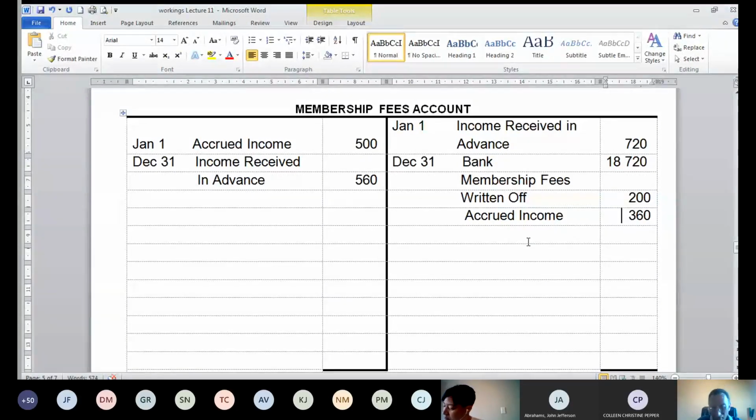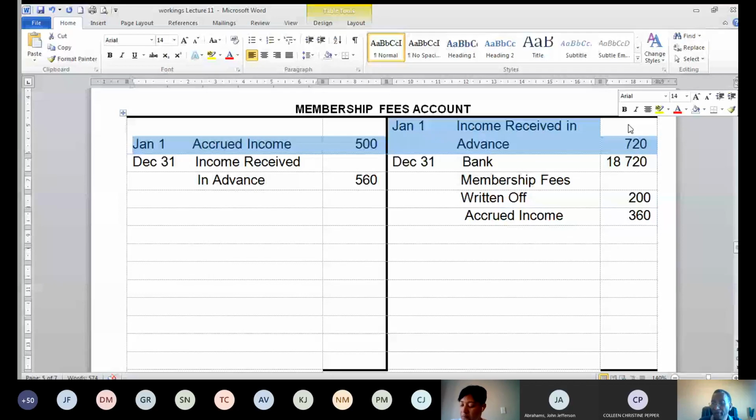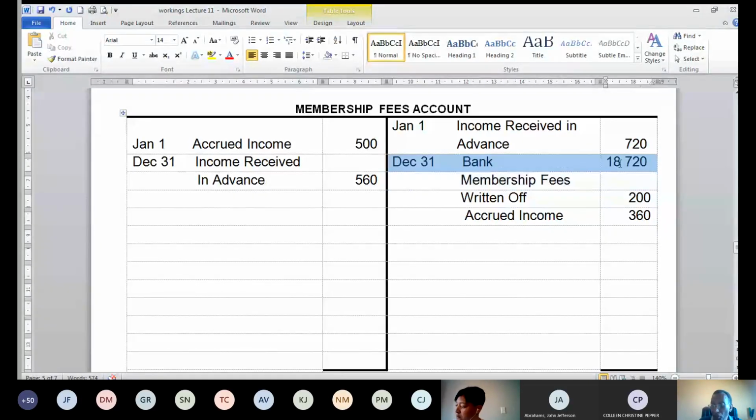So guys, as far as my membership fees account is concerned, remember I've explained to you the 4 steps. First, bring into account your reversals at the beginning of the year. Bring into account the bank amount, which you will recall is how much you received during the course of the year. Then you look for the 3 adjustments at the end of the year.